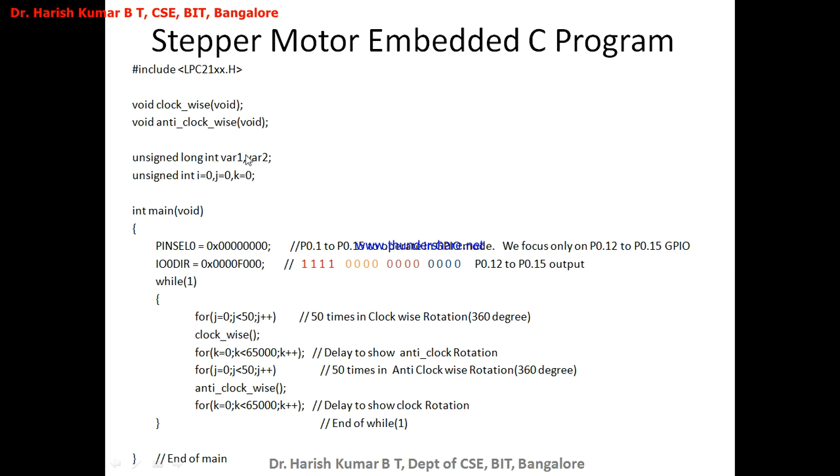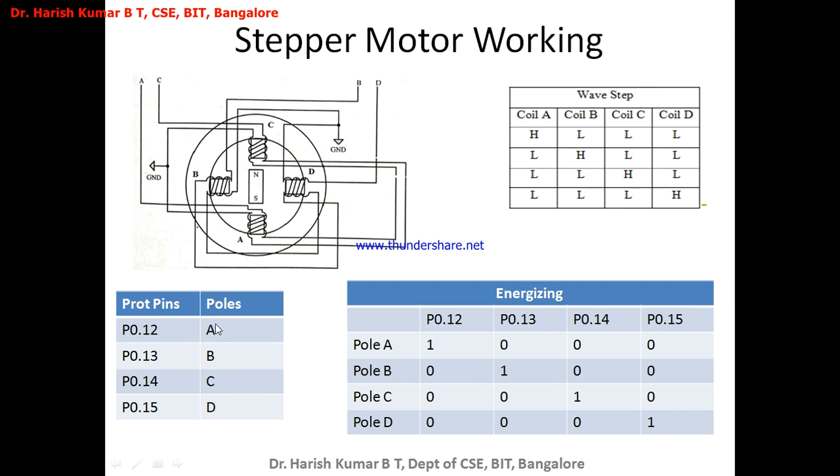Along with that, I have these global variables var1 and var2, long integers, and I have i, j and k initialized to 0, again global variables. So I'm using these for looping purposes. Now inside my program, as I already mentioned, I'm connecting pole A of the stepper motor to P0.12, and pole B to 0.13, C to 0.14, and D to 0.15.